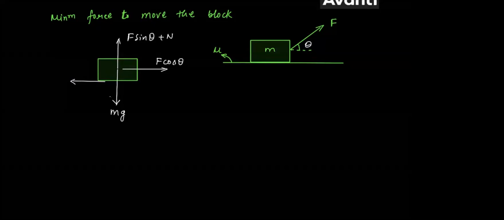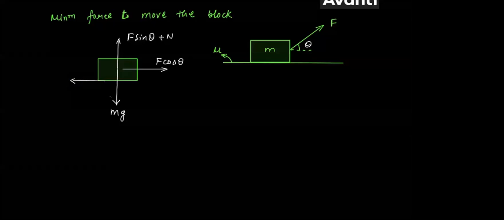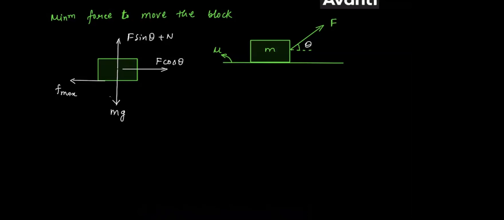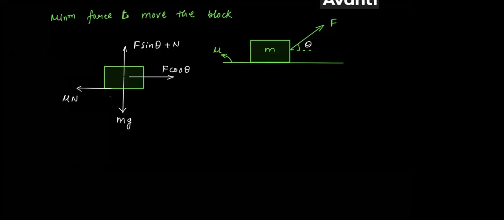For this block to move, we have to find the minimum value of F. For the block to move, the friction will act as the maximum, because when the block is on the verge of moving, the friction force must be equal to mu n. Okay, guys, click yes if you have understood the free body diagram of this block. So this is the FBD of the block.